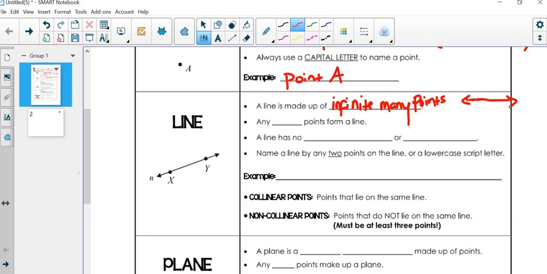How many points can form a line? How many do you think? If you said 2, you're correct. Between any 2 points, there always exists a line.